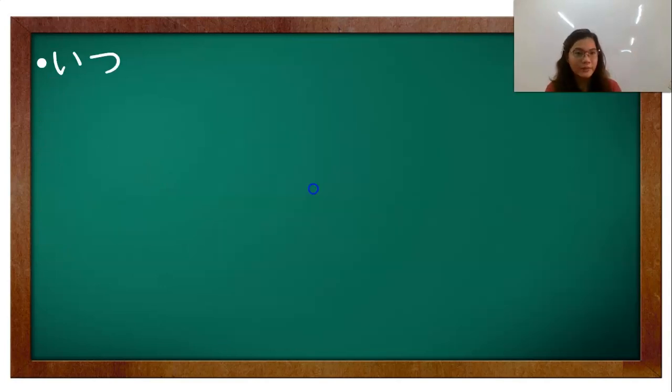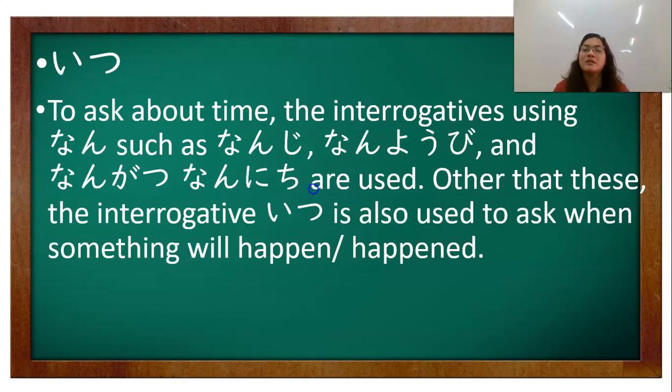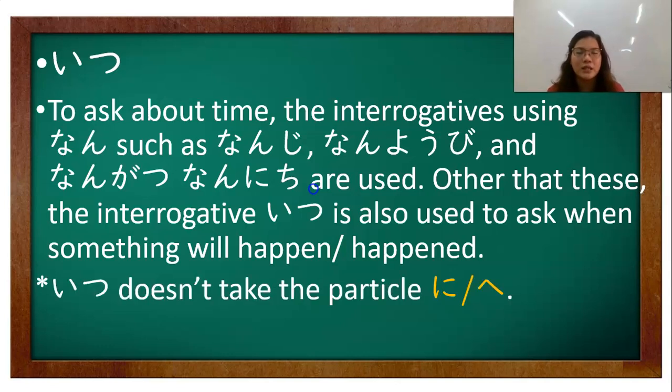Okay? Itsu means when. But, to ask about time, the interrogatives using nan, such as nanji, what time, nanyoubi, what day, and nangatsu, nannichi are used for what month and what day. Other than this, the interrogative itsu is also used to ask when something will happen or happened. Okay? So, tinatanong si itsu for means kailan. When? Kailan mo ginawa ang isang bagay? When did you do that verb or when did that happen? Okay? Itsu doesn't take the particle ni or e.